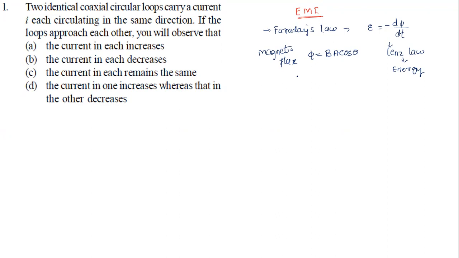Using Faraday's law, we're going to derive so many equations. One equation is the induced EMF when a rod is moving in a uniform magnetic field. It is given by the formula E equal to BLV, and this is what we call motional EMF. EMF means electromotive force.